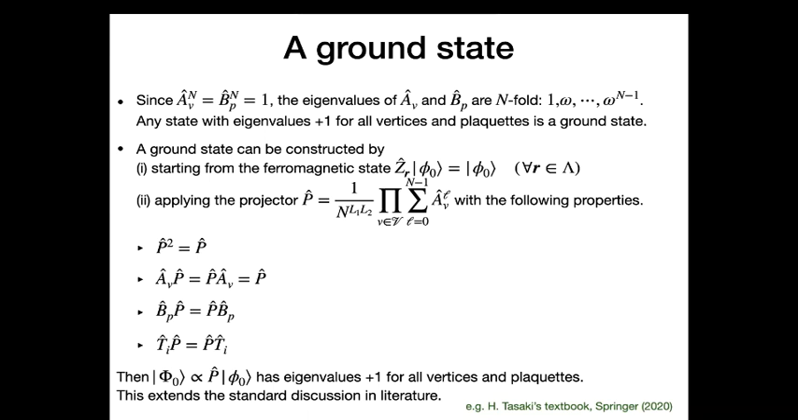It has eigenvalue plus 1 for all Z operators. Then starting from this state, I can apply this projector. Then you realize that this state, P acting on this phi naught, is a ground state which has eigenvalue plus 1 for all vertices and brackets, and you can show that property from this algebra.